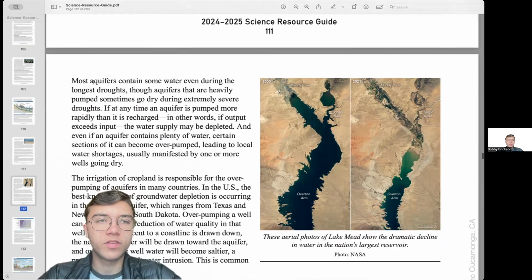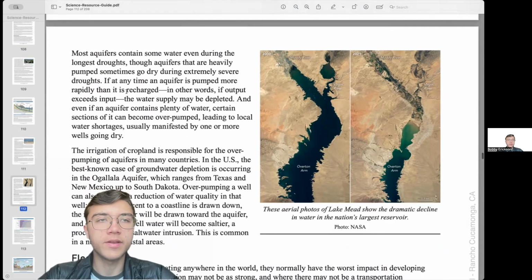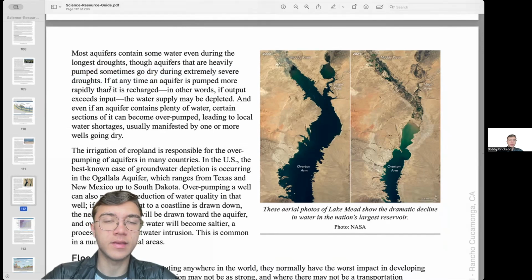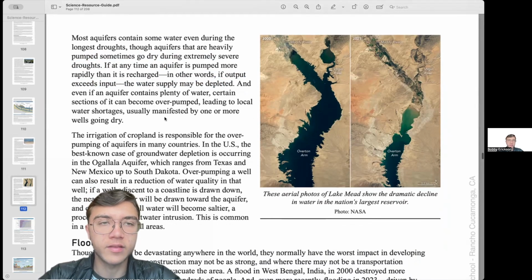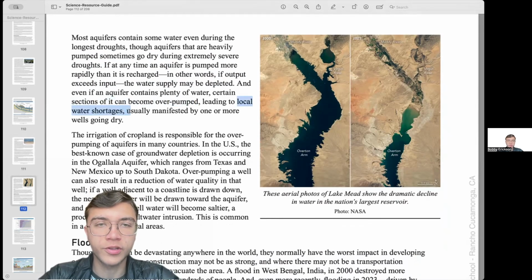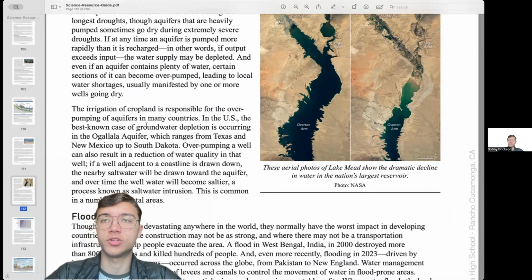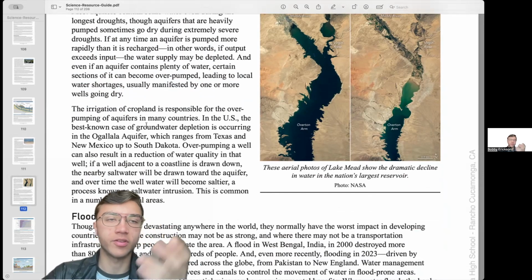Now, still, aquifers do contain water even in long droughts, but if they're heavily pumped during these dry periods, then we can see that aquifers are depleted. If output exceeds input, then the water supply may be depleted in these aquifers. Sections can be overpumped, and this leads to local shortages, especially manifested by one or more wells going dry. So wells can completely dry up in droughts, especially if they're overpumped.